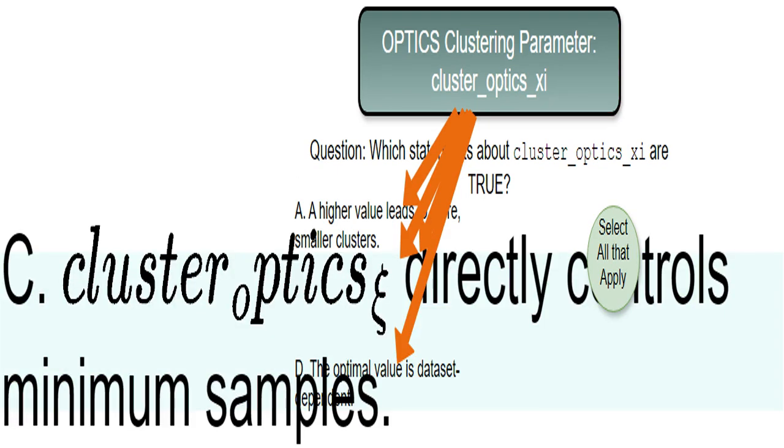This one is a bit of a trick. cluster_optics_xi sets the distance threshold, not the minimum number of points. The minimum number of points in a cluster depends on other factors and the algorithm's logic. Therefore, this statement is false.